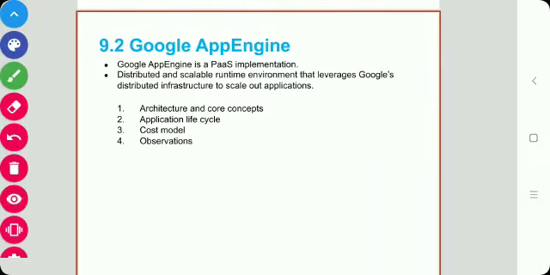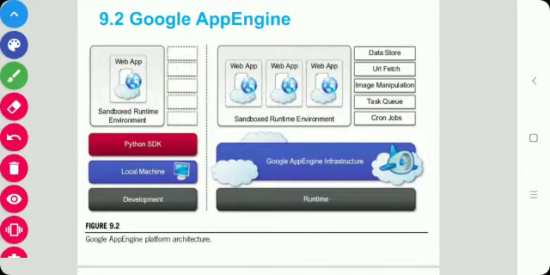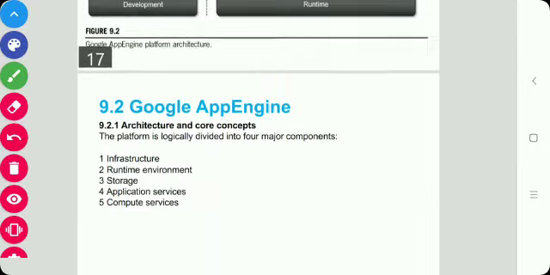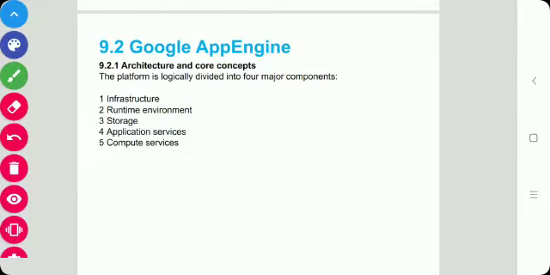Okay. So the first topic consists of architecture and core concepts, then application life cycle, cost model and observation. So the first topic is architecture and core concepts. This is the architecture of Google App Engine. It consists of web apps and a sandbox runtime environment. The architecture and core concepts consist of infrastructure, runtime environment, storage, application services and compute services. So we will see these one by one. First we will see infrastructure.